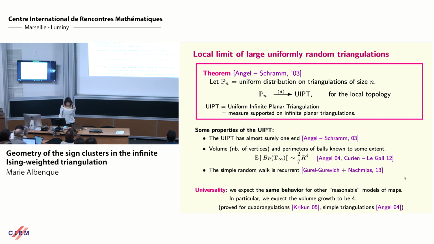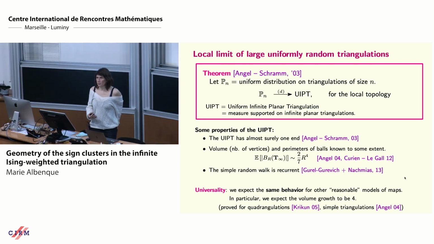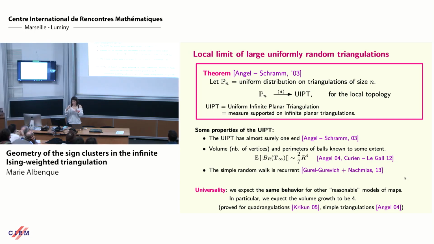Angel in 2004, and then some results by Nicolas and Jean-François, managed to characterize and give very explicit formulas for the volume and the perimeter of the ball of radius r in the UIPT. I'm not giving you here the more precise results you can have, but the volume of the ball, which is important, you can see that it scales as r to the 4. So you could expect that in a Euclidean, two-dimensional setting, you have r squared, but maybe you have a fractal effect, r to the 4.